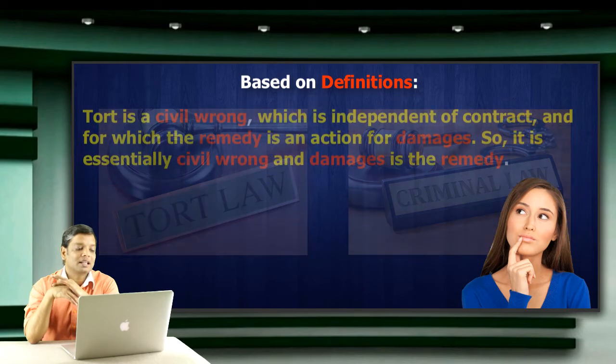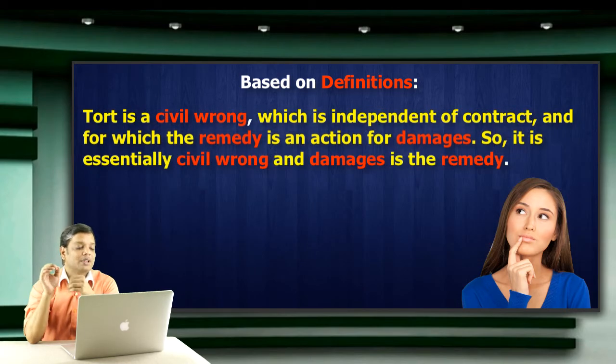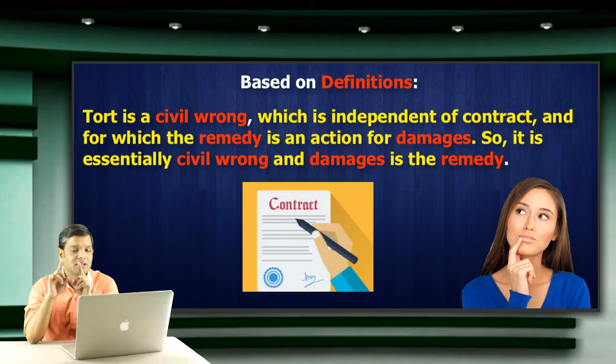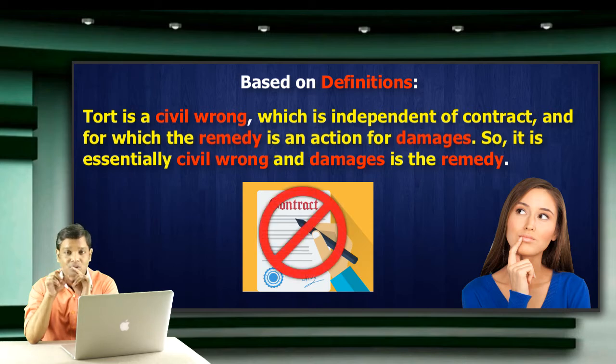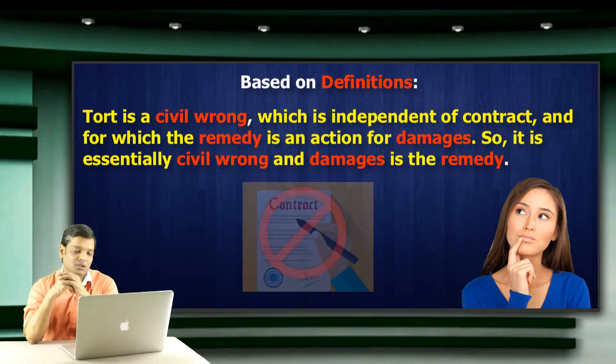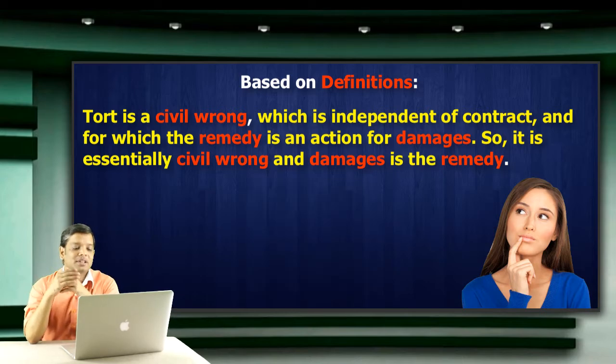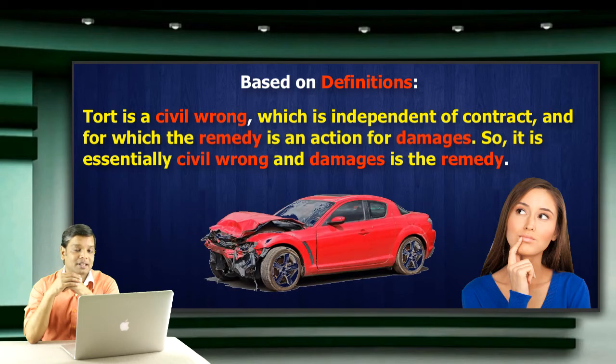Here tort is a civil wrong which is independent of contract. Of course you need to understand that it is not a contract. Though it is civil in nature, parties are not bound by any agreement, and the remedy is an action for damages. We have discussed that in tort law the remedy is damages. So it is essentially a civil wrong and damages is the remedy.